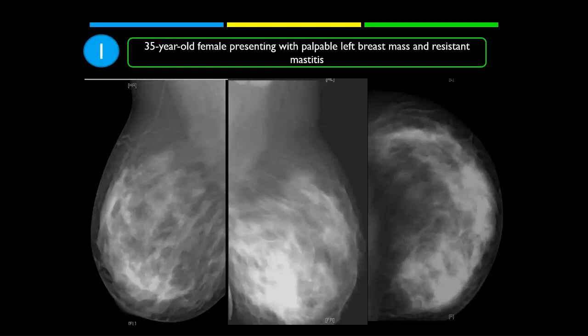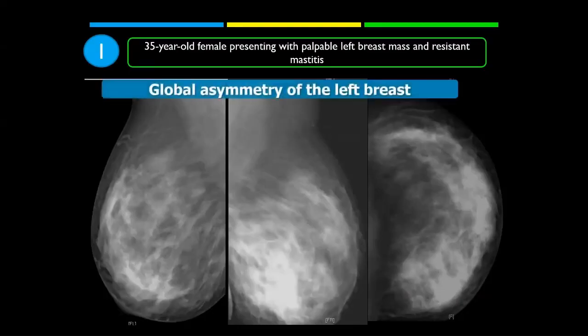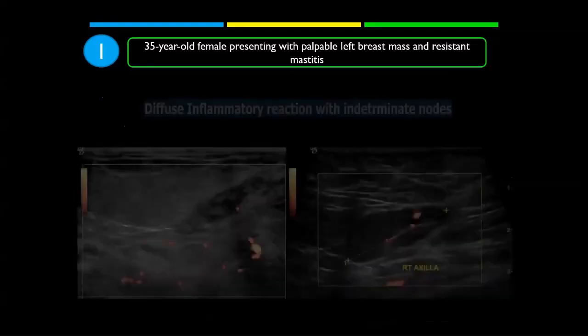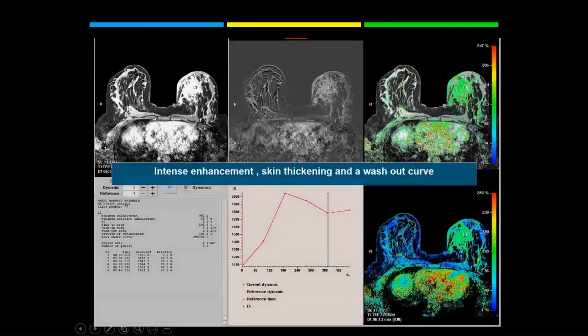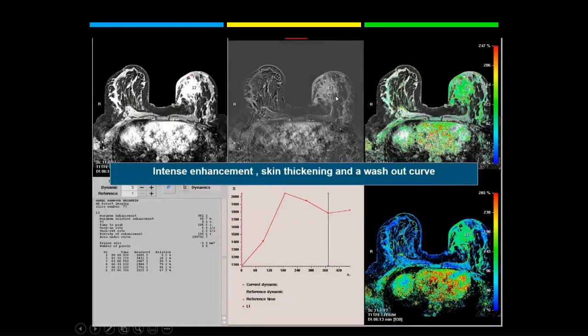The first case is a 35-year-old female presenting with a palpable left breast mass and resistant mastitis. She has a global asymmetry of the left breast, and when she performed an ultrasound examination, there was a diffuse inflammatory reaction with indeterminate axillary lymph nodes showing cortical thickening, but preserving their oblong shape and part of the fatty hilum. This was her MRI examination, and on MRI, we saw intense regional non-mass enhancement with overlying skin thickening.